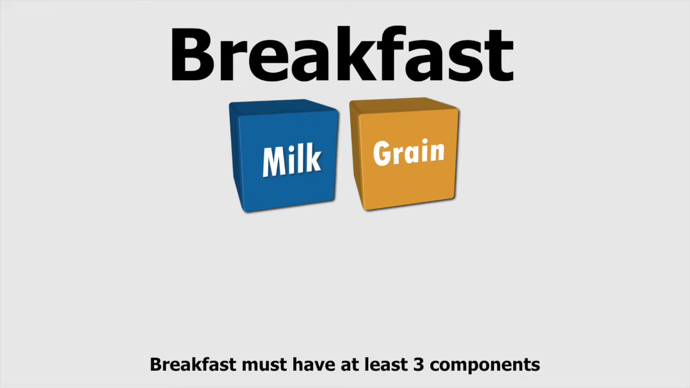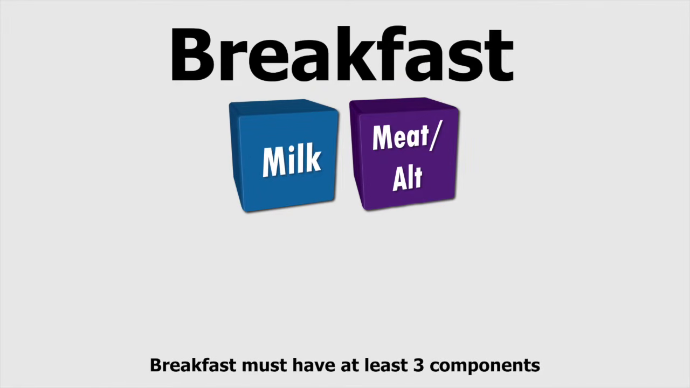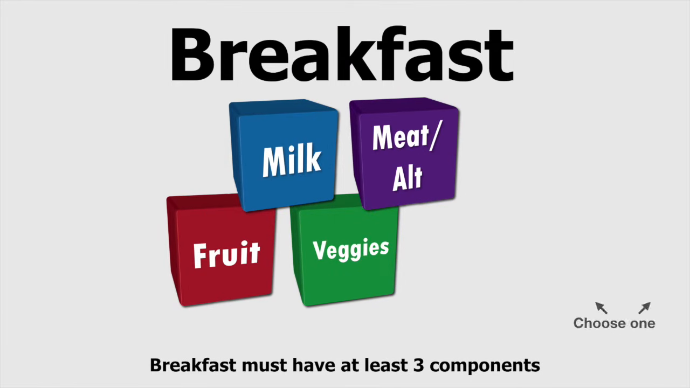And there is a new option that I want to tell you about at breakfast, and here it is. You are allowed to remove the grain building block and replace it with a meat alternate building block a maximum of 3 times per week. Now, you don't have to do this option, but you are allowed to do it. And the third building block is either a fruit or a vegetable. You must choose one of these building blocks to make a credible breakfast.